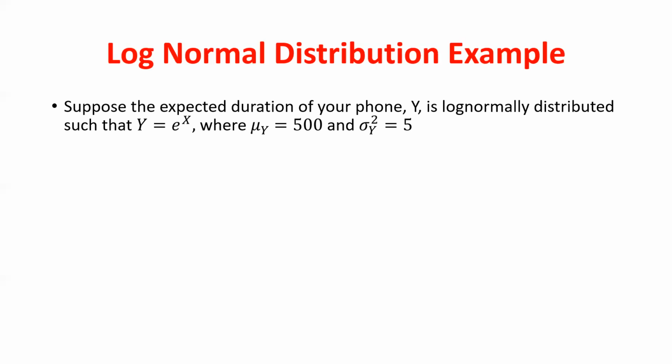So we can think about different values for y. And what we're going to do is say, okay, what's the probability that y is less than 500? Well, the only way we can find that probability is to say, okay, what's the probability that x is less than or equal to the natural log of 500. So we're going to have to be looking at the natural log of these different cutoff values that we're interested in.